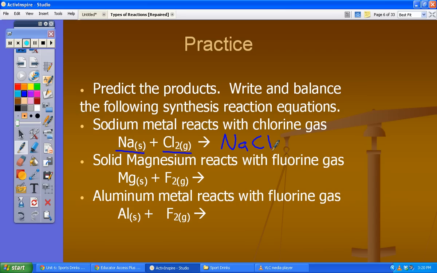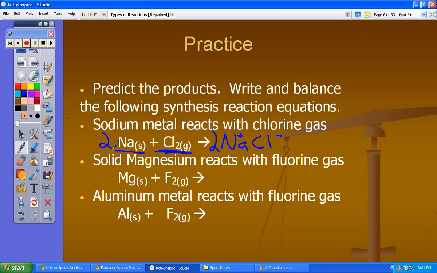Now, the hard part about some of these sometimes is balancing them. So it's pretty easy to predict this because sodium is +1, chlorine is -1, so that's a naturally balanced formula. However, there's still 2 chlorines on this left side over here. So to balance this, we need to put a 2 here and a 2 here. And we worked balancing a lot earlier in the year, so we're revisiting that a little bit.